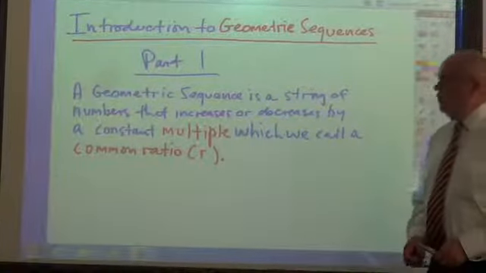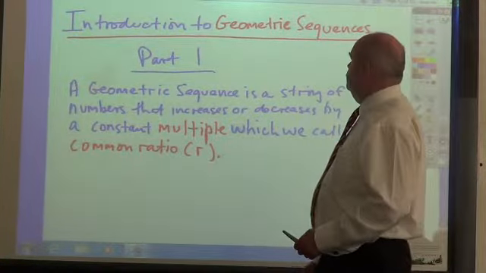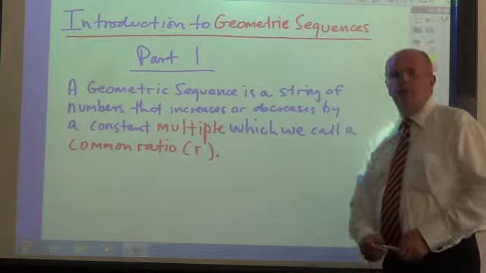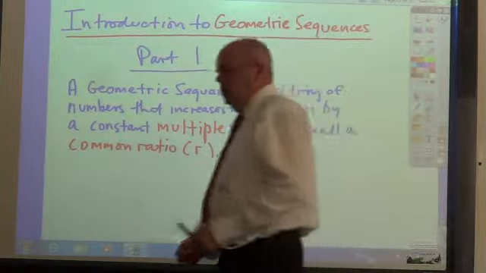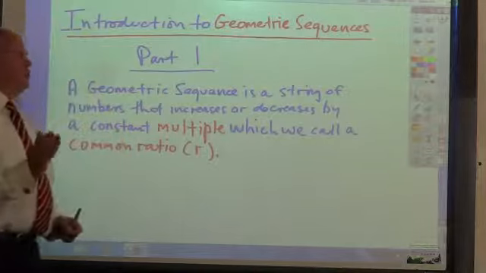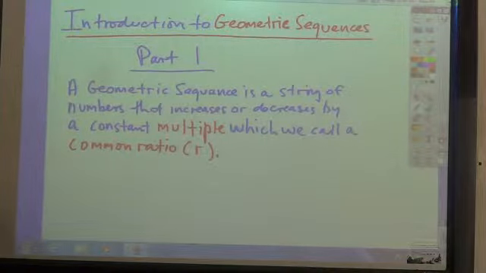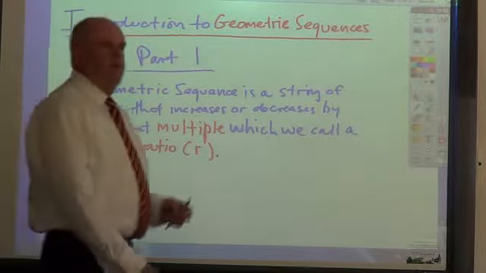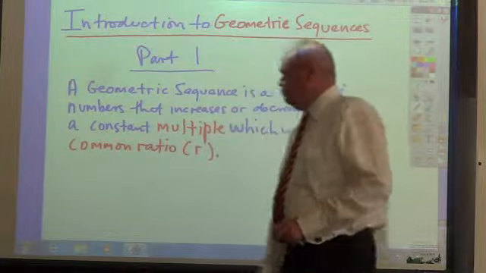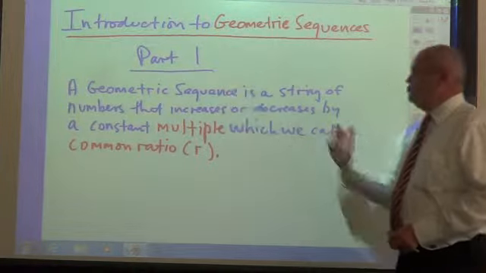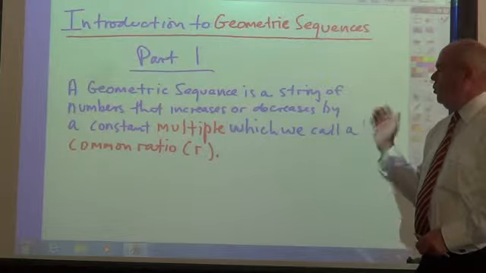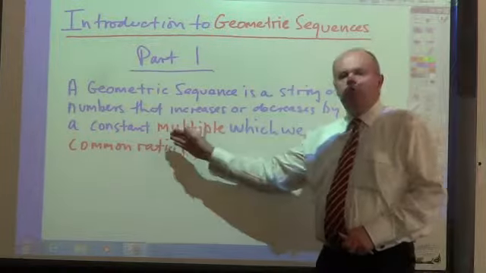Okay, having dealt with sigma notation, it's time to move on to geometric sequences. So we're out of the arithmetic series and sequence territory, and we're now moving to geometric sequences. It's very easy to remember what a geometric sequence is. It's simply a string of numbers that increases or decreases by a constant multiple.